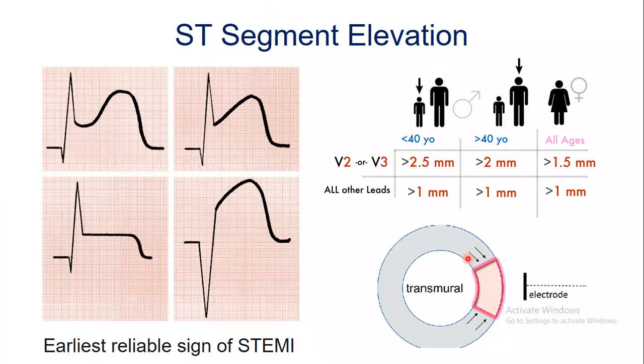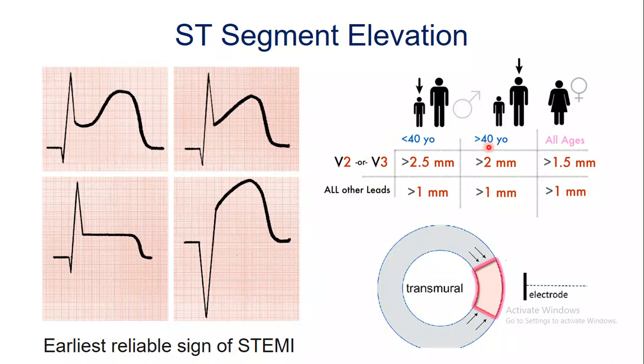What are the abnormalities? Deviation, either elevation or depression. So when do we define that ST segment elevation is significant? Any elevation in any leads apart from V2 or V3 of more than 1 millimeter, or 1 small square, is significant. Regarding V2 and V3, it has a different definition, depending on age and gender.